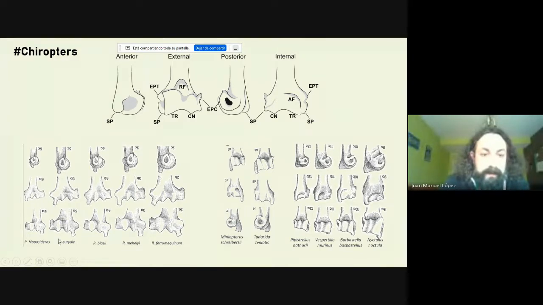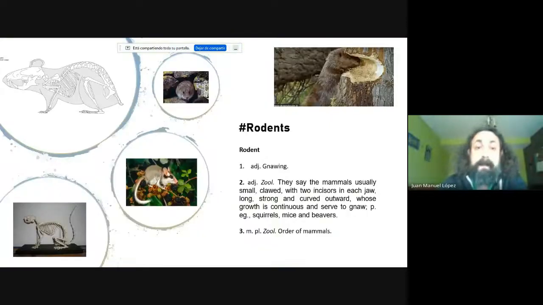Here, the differences between the humerus of Rhinolophus species and other species that we can find in archaeological sites, like Miniopterus or Barbastella or some Nyctalus. Do you see here the differences are clear? After recognizing the genus or species level, it depends on the material that you find.